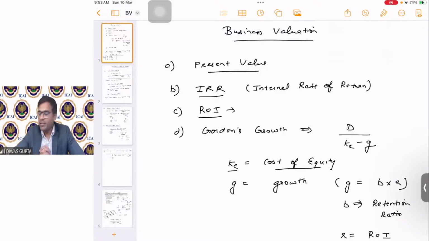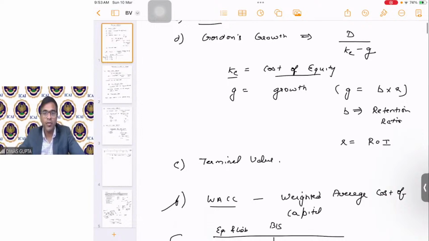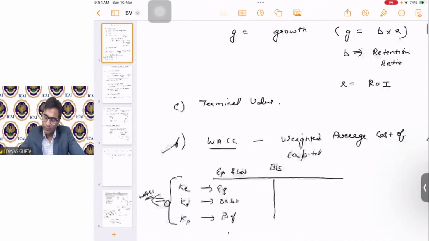So students, we started our discussion on business valuation by revising some of the concepts that we would have already studied till now. In that we discussed present value, internal rate of return, ROI, then one of the very important formulas, Gordon's growth model for dividend, wherein we said that the dividend expected to be paid in the next year has to be taken for the current business valuation or the current share price valuation. And cost of equity and growth also have to be calculated for this formula.